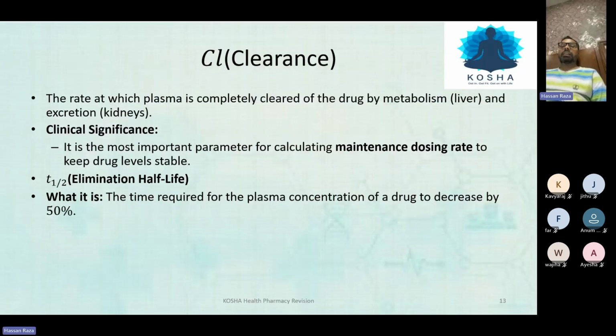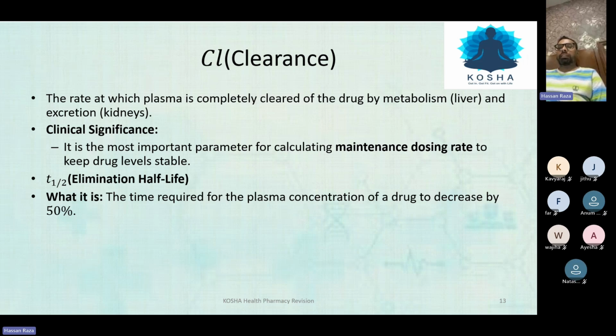Usually people think that clearance is basically how much drug has been excreted. No, it is how much blood or plasma is cleared of the drug. That is why its unit is ml per minute, because our blood is a liquid and we would calculate it in liters. No, the unit of clearance is ml per minute. It means how much blood is cleared of the drug in how much time.